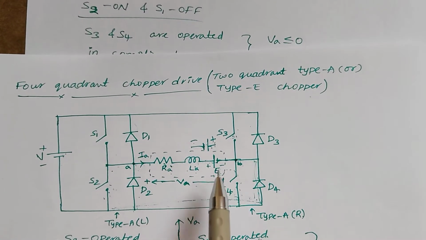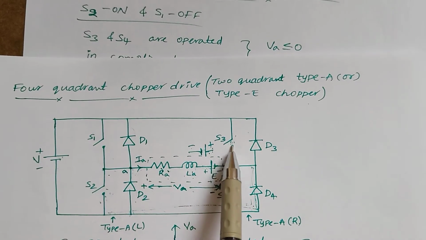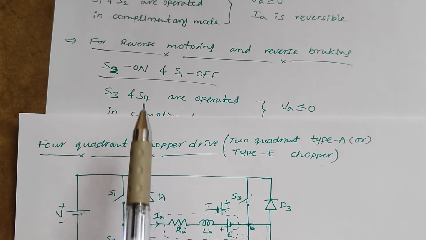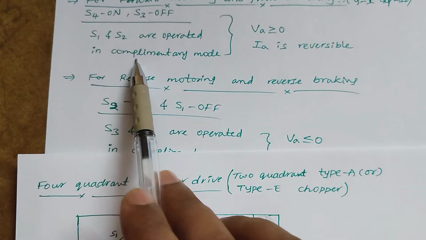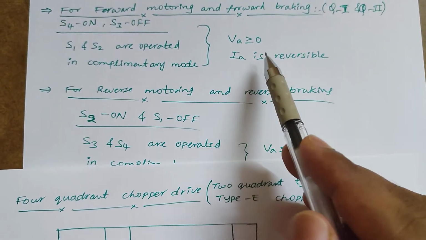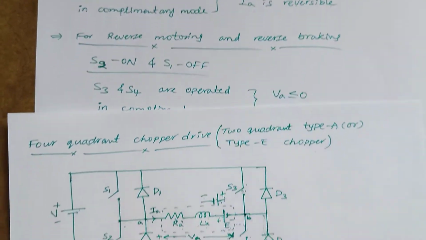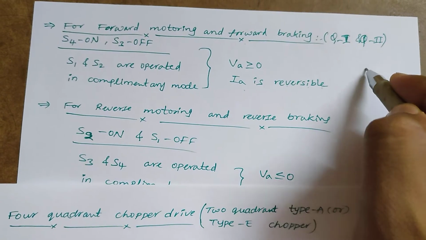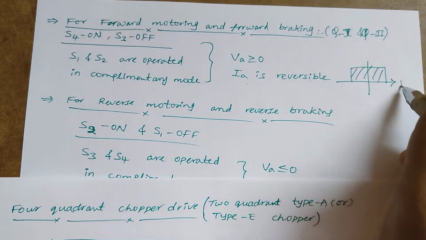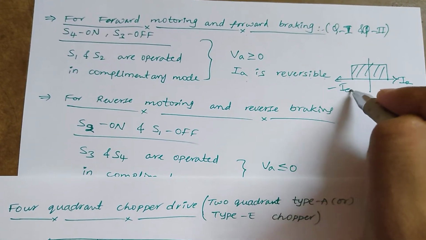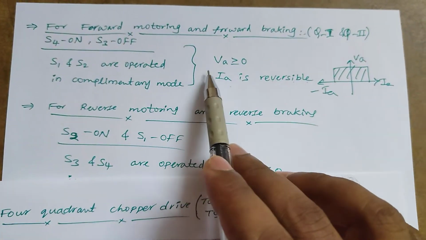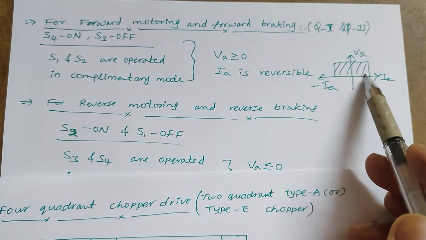Turning on the S4 switch means this is simply a short circuit, and this is an open circuit. That gives the type A chopper, right? We have only two control switches, S1 and S2, operated in complementary mode. With that, we'll always get VA greater than or equal to 0 with IA reversible, meaning IA can be positive or negative. That gives the two quadrant operation, the first two quadrants, with IA and minus IA and VA always positive. This we have already seen with the two quadrant type A chopper.